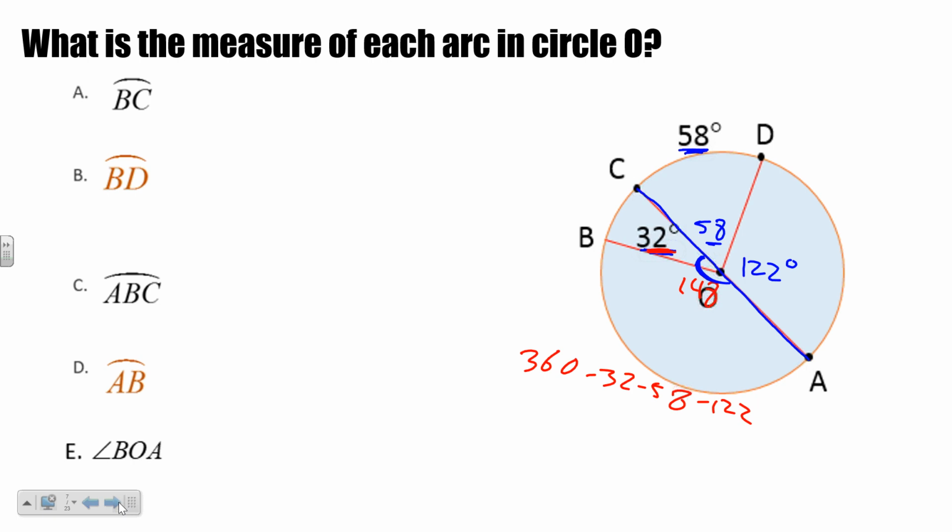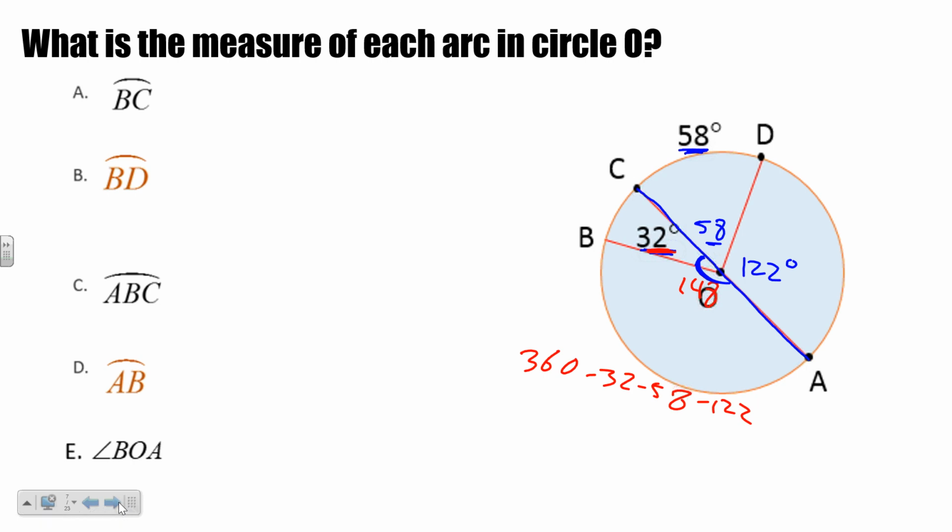Now again, if you want to double check before you do all this work, add all those together. I caught a mistake doing this the other day. 32 plus 58 plus 122 plus 148 is 360. So that's a good way to double check. Now again, I didn't even look at my A, B, C, D, and E yet. So I set those up.